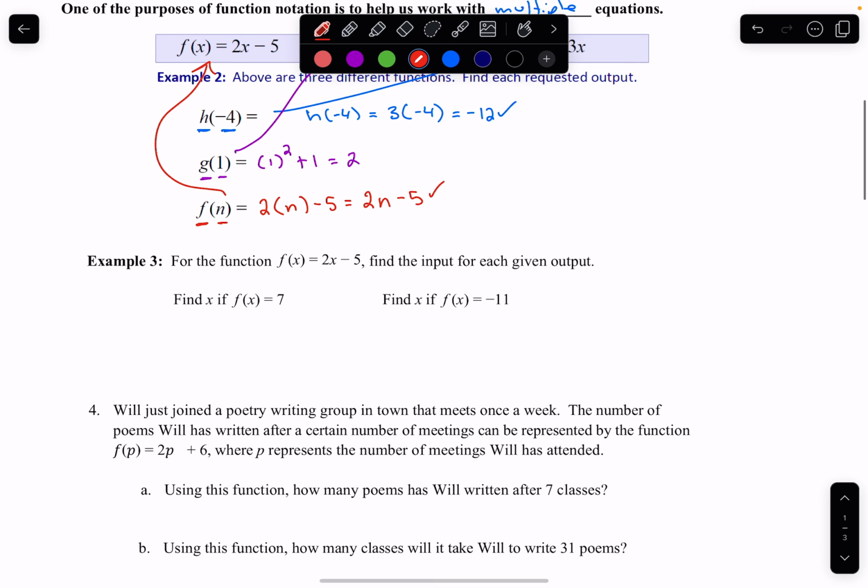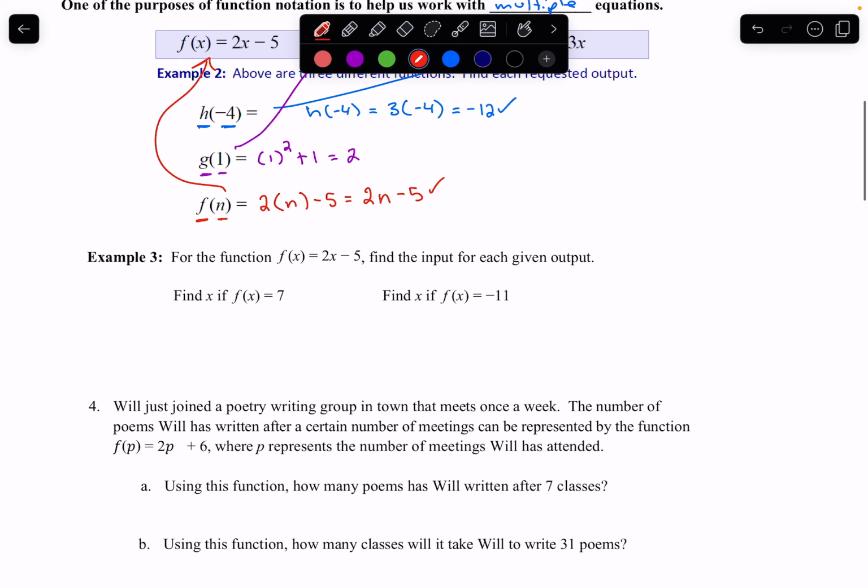All right, a couple more examples. For the function f of x equals 2x minus 5, find the input for each output. So sometimes when we have this function f of x, instead of telling us what to plug in for the x value, it will tell us what it wants our function to end up equaling. So in this case, instead of f of x, it wants my function to equal 7. Instead of this f of x right here, it wants that to end up equaling 7. So I would write 7 equals 2x minus 5.